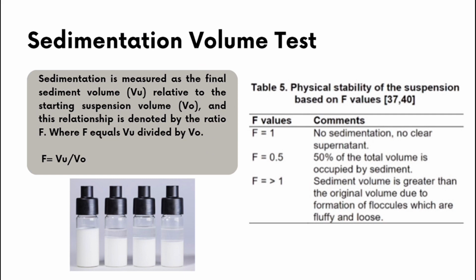If the value of F is equal to 1, that means there is no sedimentation and no clear supernatant. If the value equals 0.5, that means 50% of the total volume is occupied by sediment. If the value is greater than 1, then the sediment volume is greater than the original volume due to the formation of floccules, which are fluffy and loose.